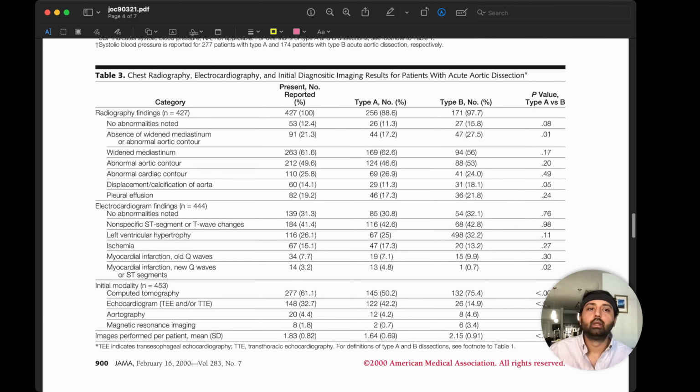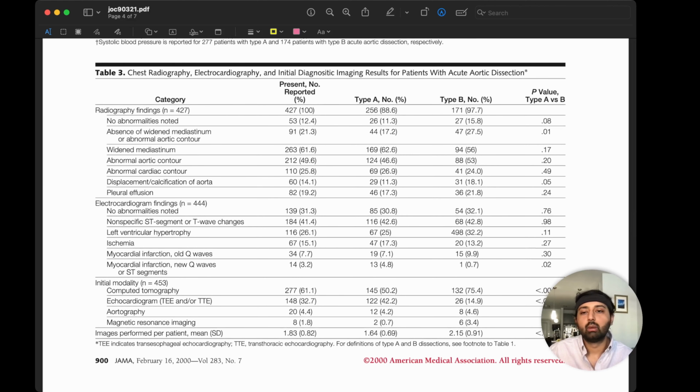And then really the most important thing to come away with is the radiography findings. About 33%, or what would that be? About 40% did not have a widened mediastinum on chest x-ray. So that buzzword that you're looking for was missing in 4 out of 10 people. If you use just that as a way to rule out a dissection, you're going to miss it.